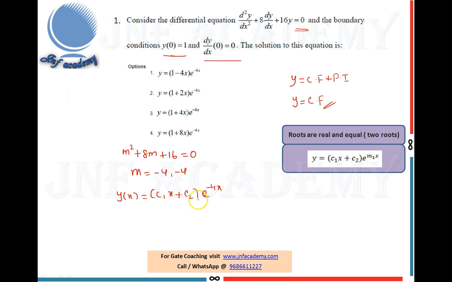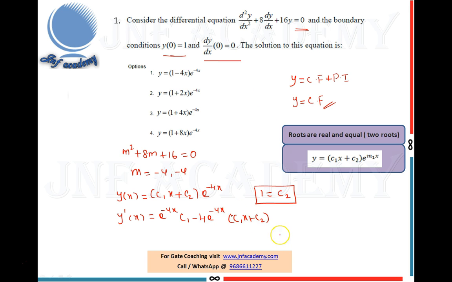Now y of 0 equal to 1 gives 1 equal to c2. So the c2 value is 1. Next, y dash of 0 equal to 0. So I find y dash of x. How to find y dash of x? First I write e power minus 4x, next I differentiate this part. I got c1 e power minus 4x plus (c1x plus c2) into the differentiation of e power minus 4x, that is minus 4 e power minus 4x into (c1x plus c2).